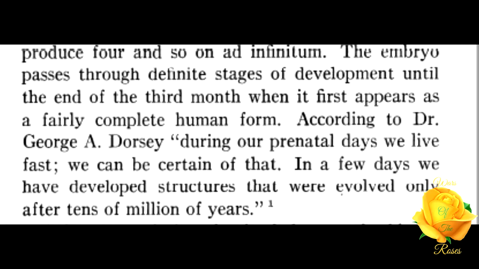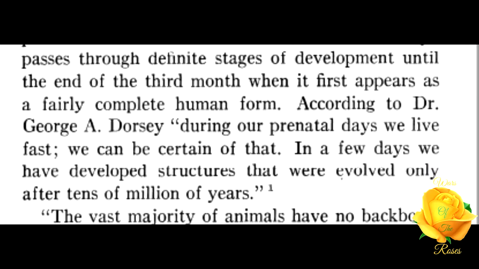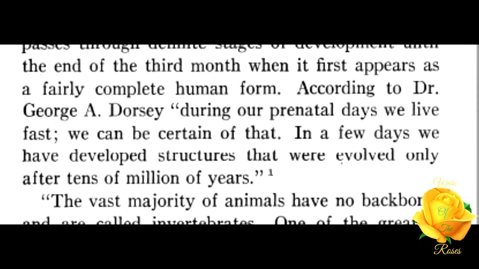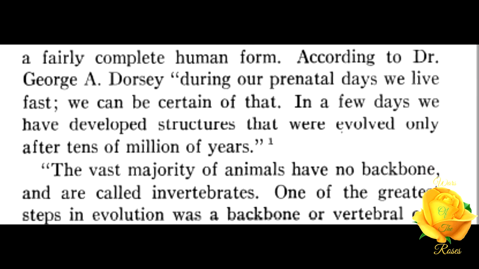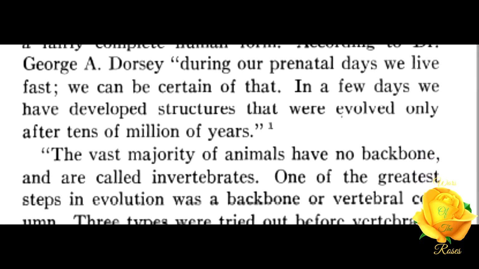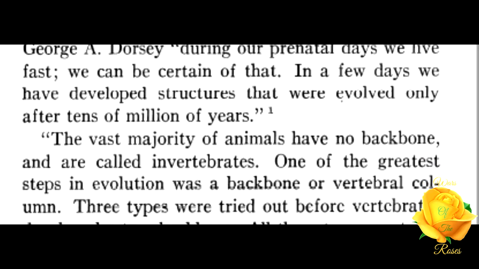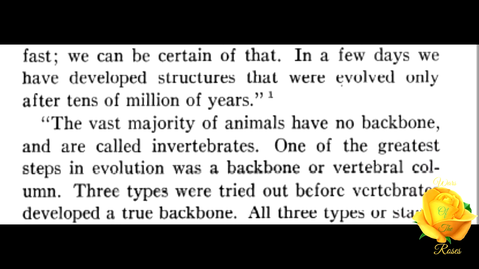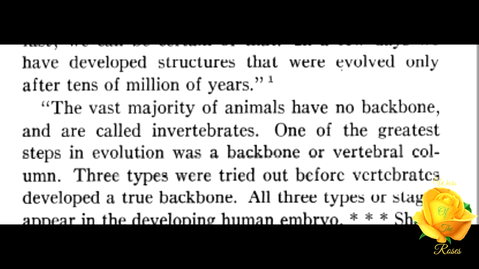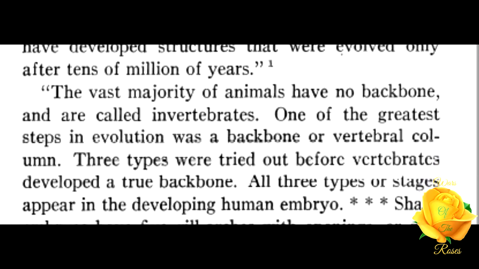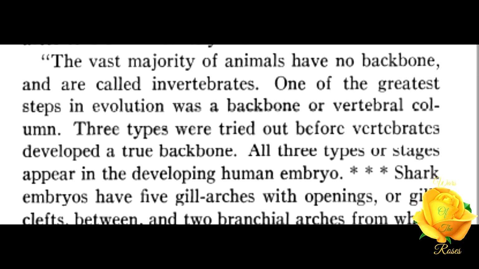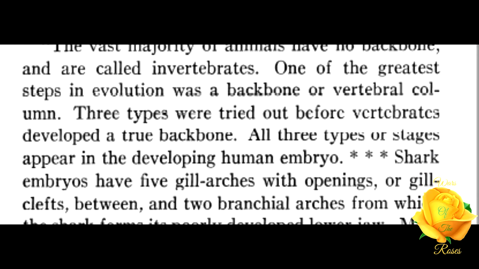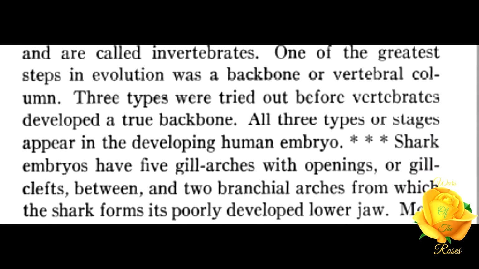According to Dr. George A. Dorsey, during our prenatal days we live fast. We can be certain of that. In a few days we have developed structures that were evolved only after tens of millions of years. The vast majority of animals have no backbone and are called invertebrates. One of the greatest steps in evolution was a backbone or vertebral column. 3 types were tried out before vertebrates developed a true backbone. All 3 types or stages appear in the developing human embryo.